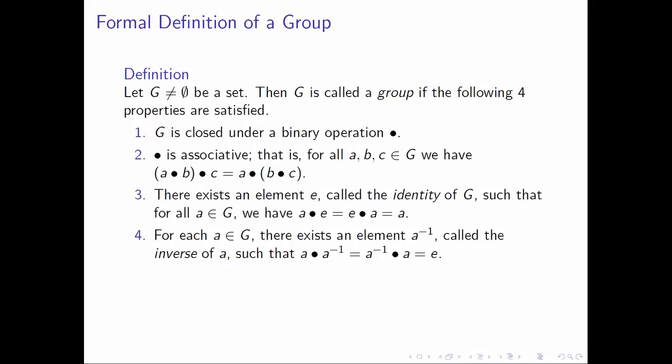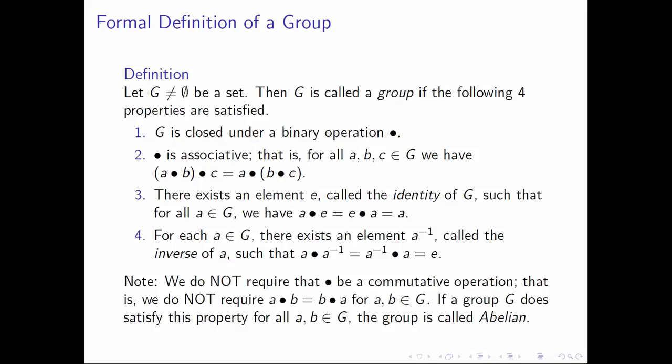What I do want to make clear, which is a really common mistake for people in abstract algebra, is that now is where I want to come back and talk about commutativity. We do not require that the binary operation coming along with this group be a commutative operation. That is, we do not require that A dot B equal B dot A for all A, B in the group. It may be the case that that's true, but we don't require it. It's not necessary in order to be considered a group.